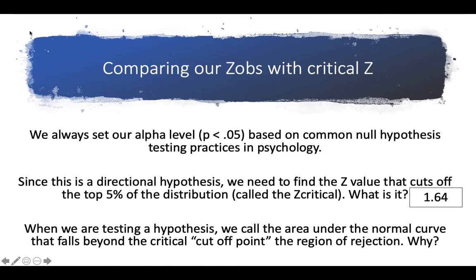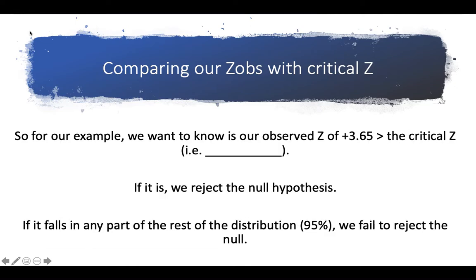When we are testing a hypothesis, we call this area under the normal curve that falls beyond the critical cutoff point the region of rejection. Why? Well, if we want to know if our z-observed of 3.65 is greater than our z-critical of 1.64, we compare those values, and if it falls into that region of rejection, then we reject the null hypothesis.